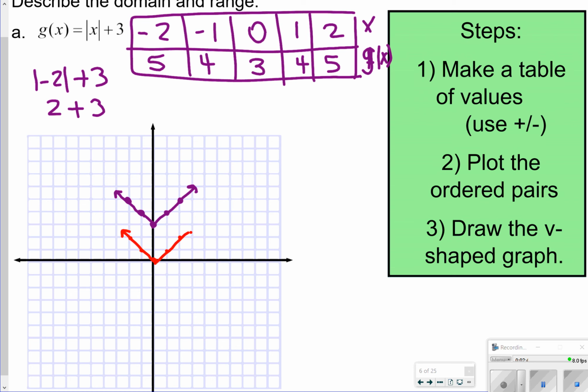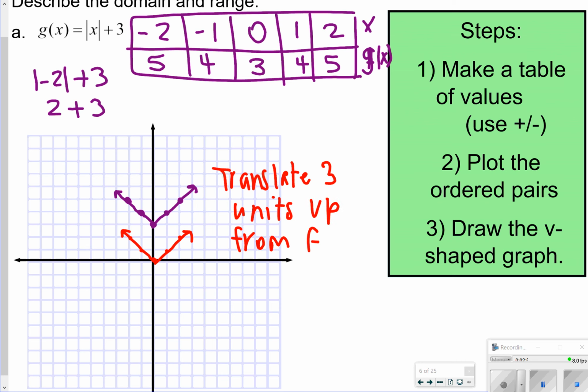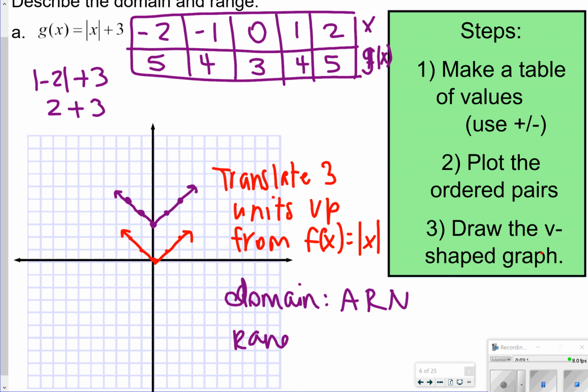So it's basically identical to the parent function, except it is translated 3 units up from f of x is equal to absolute value of x. Okay. The domain here for the purple one, the domain would be all real numbers, and then the range would just need to be y is greater than or equal to 3.